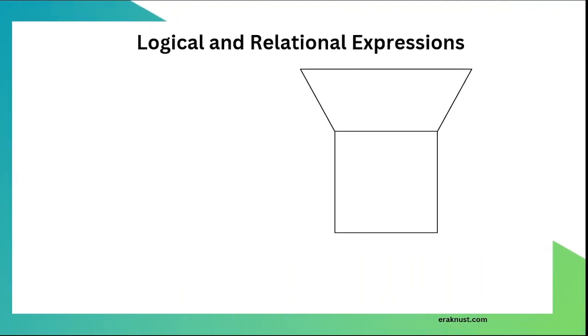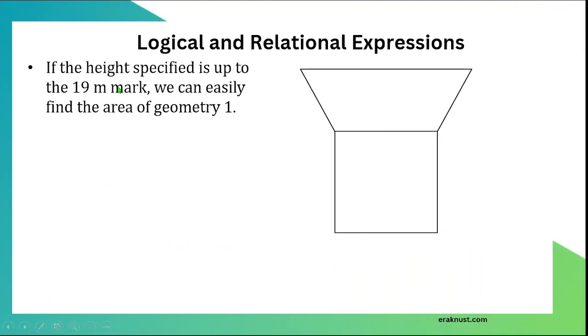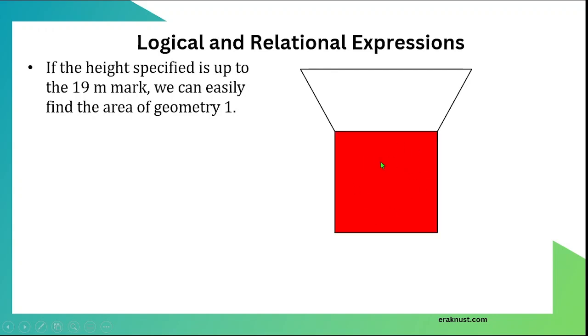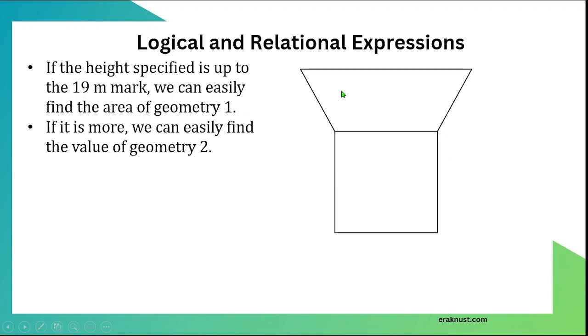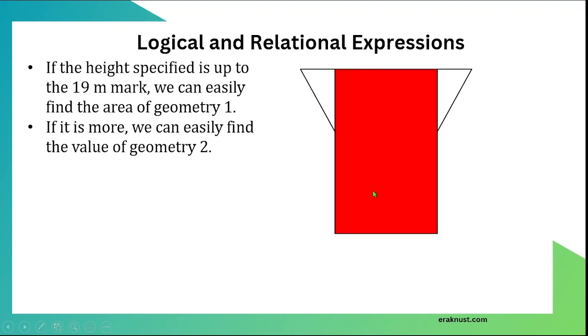So we're going to break it up into two situations. If the height that is specified is up to the 19-meter mark, then we can easily find the area of the first geometry, what we've highlighted in red here. So this is what we are going to call geometry 1. We can easily find the volume of that geometry. Then if it is more, then we can easily find the volume for geometry 2.